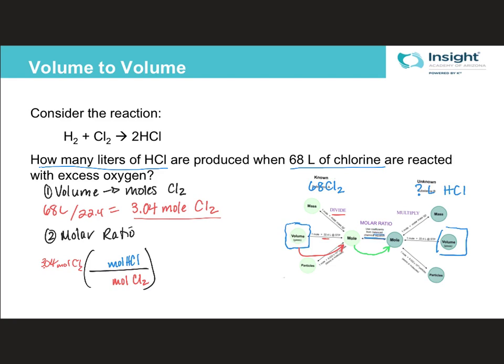The balanced chemical equation. If I look at HCl, that's a 2. If I look at Cl2, there's nothing there, so that's a 1. So my moles of Cl2 cancel, so I set this up right. It will be 3.04 times 2 over 1, which is going to be 6.08 moles HCl.